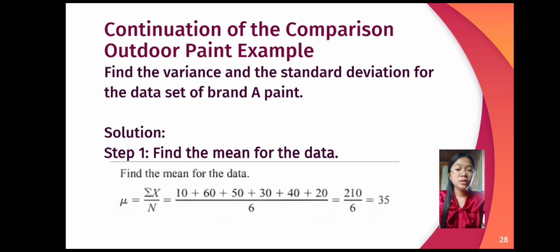In step 1, we find the mean of the data. The mean is equal to the summation of x over n. We first add the values of the variable x, or the data: 10 plus 60 plus 50 plus 30 plus 40 plus 20, which equals 210. Our n is 6, so we divide: 210 divided by 6 equals 35.